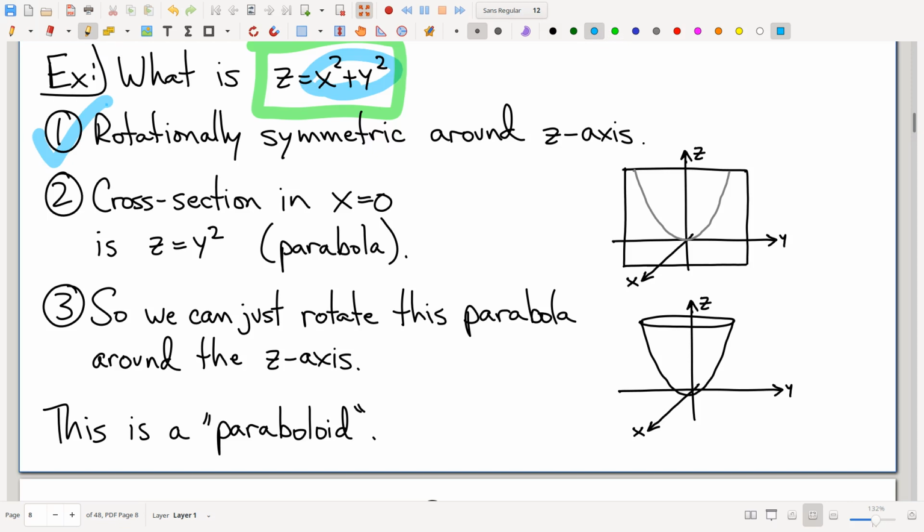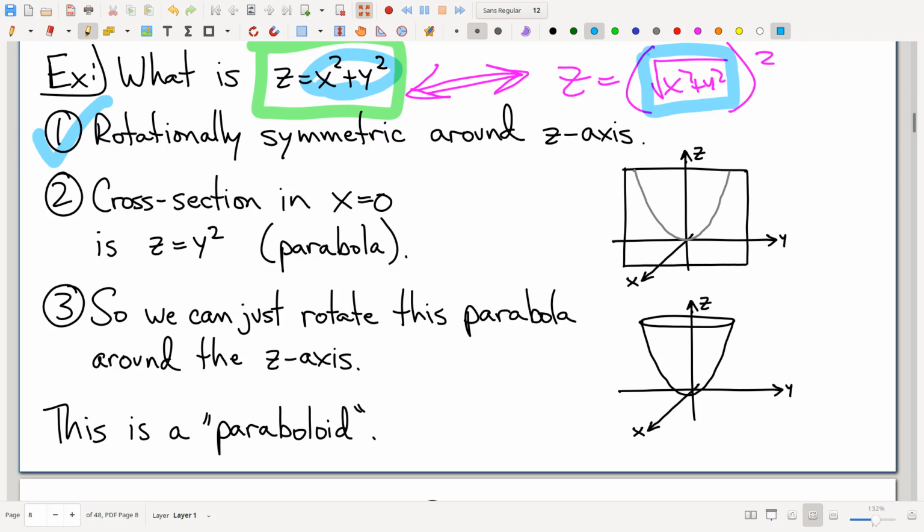Everybody good? If you're uncomfortable, if you're wondering where the square root is, don't forget I can rewrite this as z equals square root of x squared plus y squared quantity squared. And now, as required, x and y appear only as part of that square root of x squared plus y squared. So, perfectly fine. Everybody happy? Okay, it's rotationally symmetric. That means I can look in any cross section containing the z-axis.